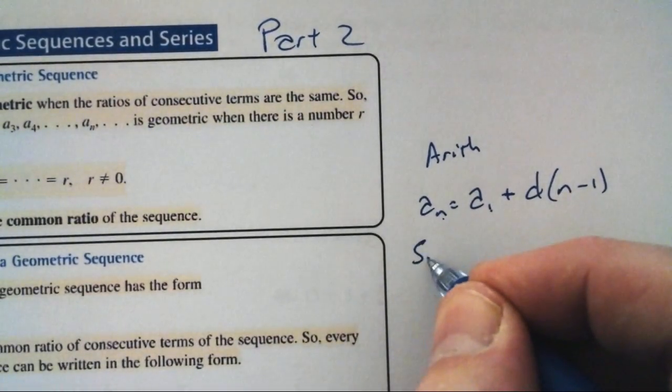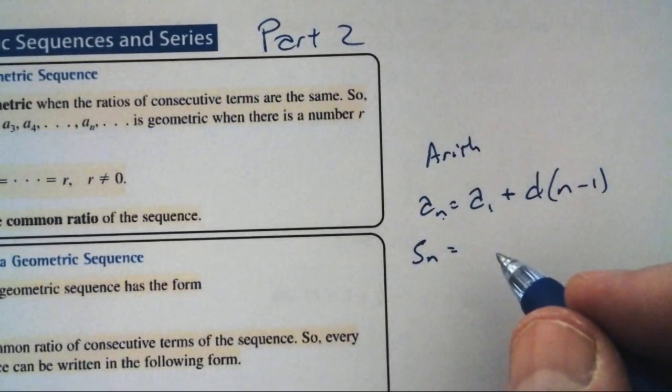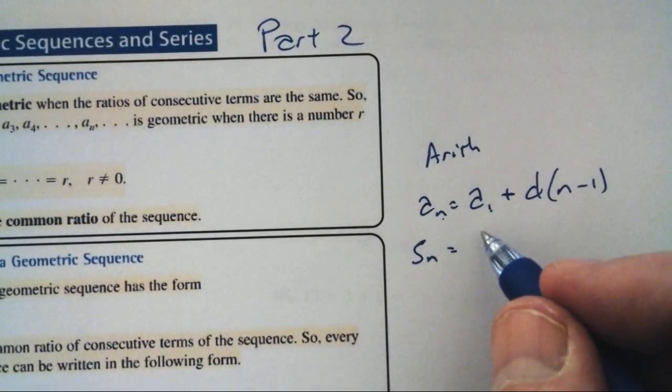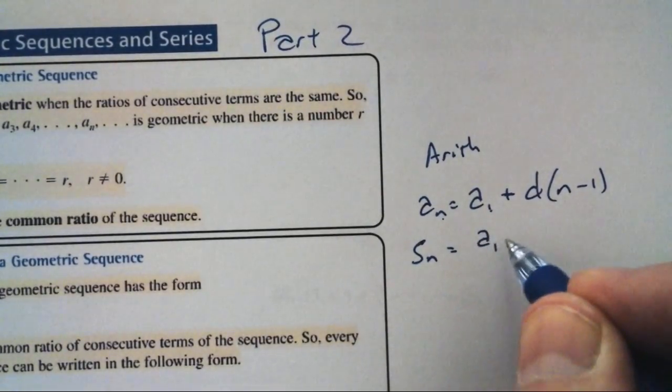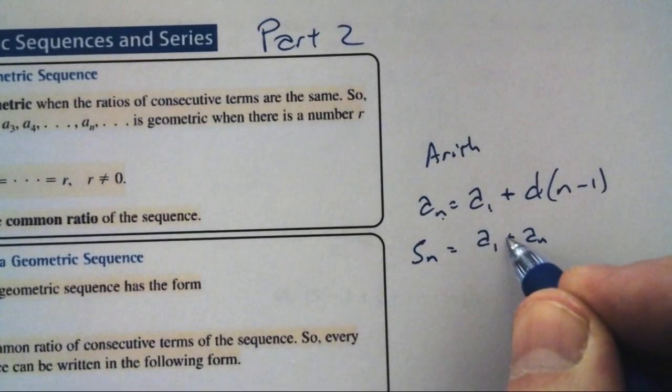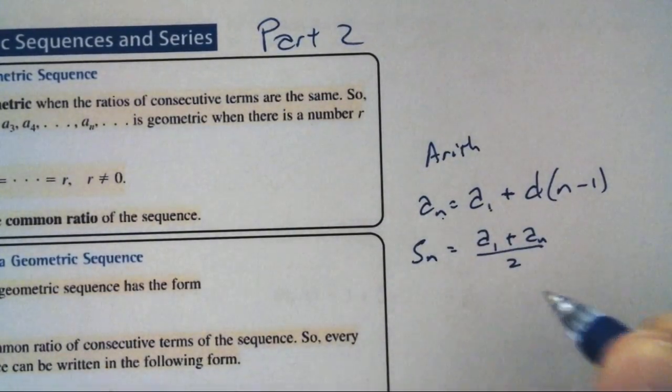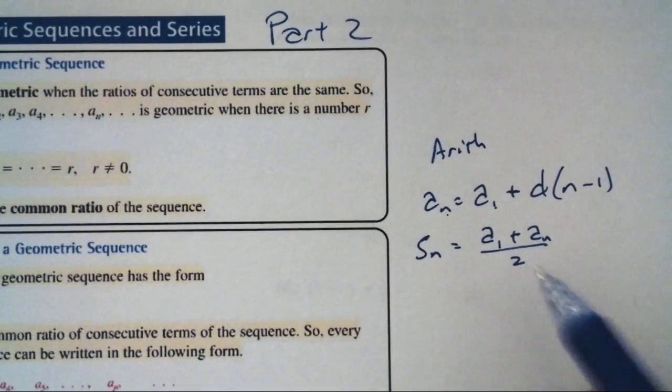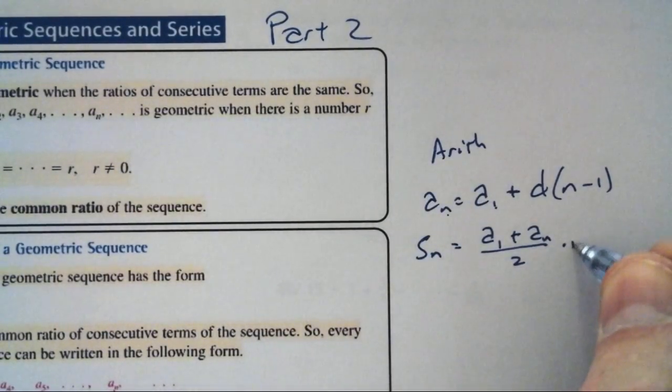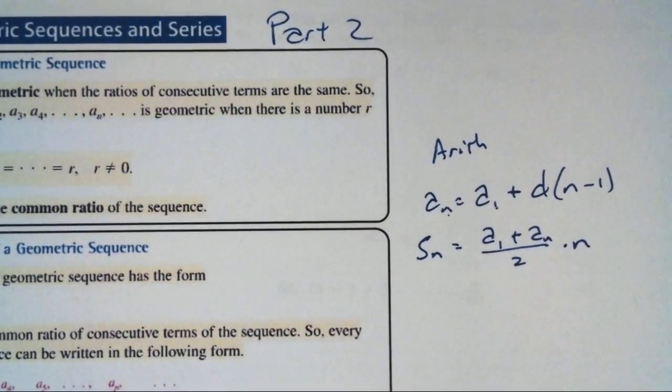And then the sum of the first n terms of an arithmetic sequence is equal to the first term plus the last term of that arithmetic sequence divided by 2. That gives us the average term. And if we multiply the average term by the number of terms, we've got the sum.